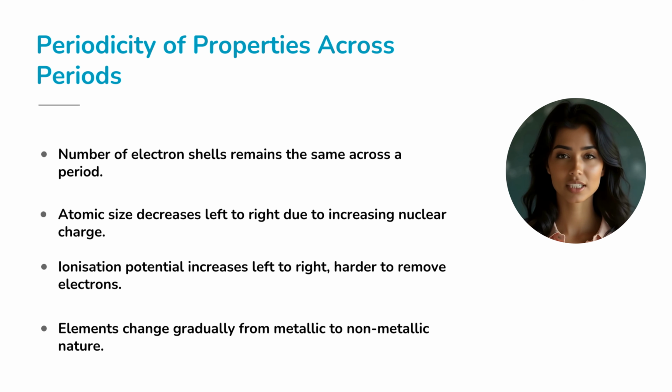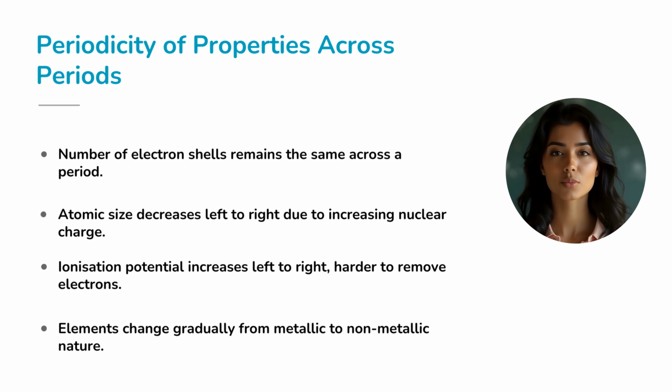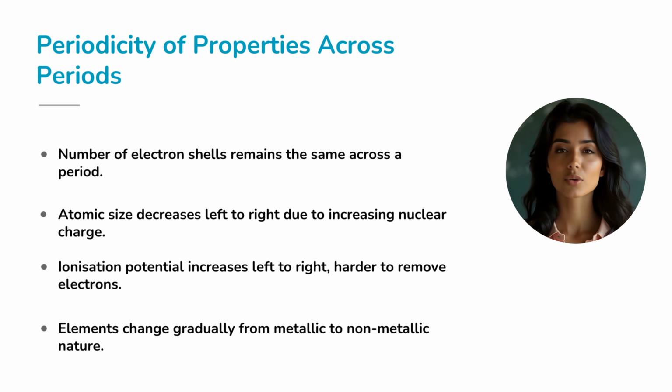But why do properties change so predictably across periods? The answer lies in the nucleus. Across a period, the number of protons increases, pulling the electrons closer to the nucleus. This makes the atomic radius shrink. As a result, it becomes harder to remove an electron, so ionization potential increases.